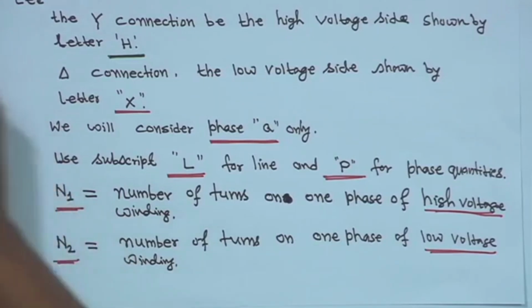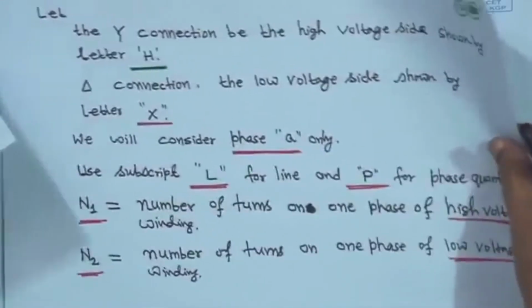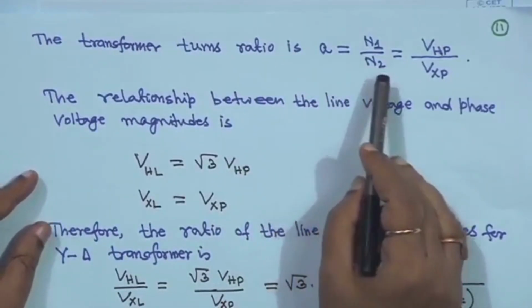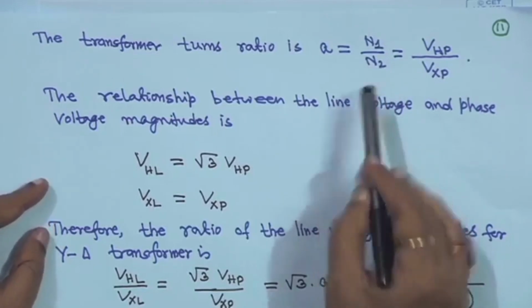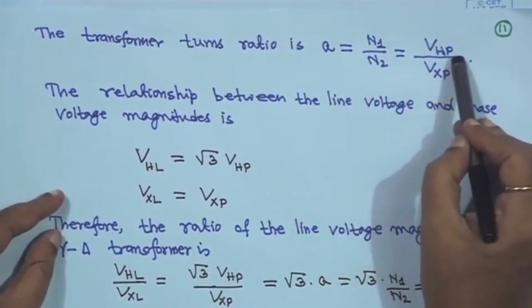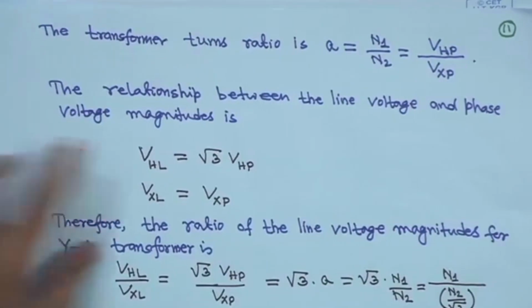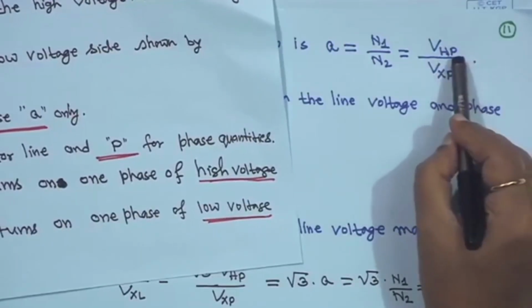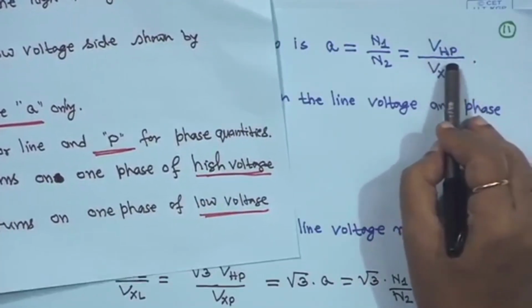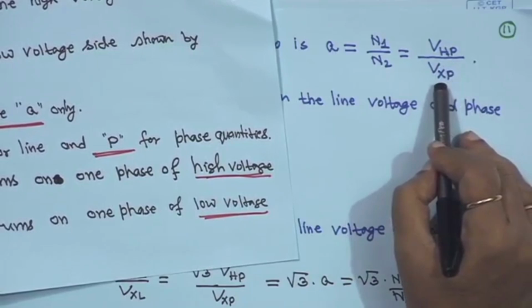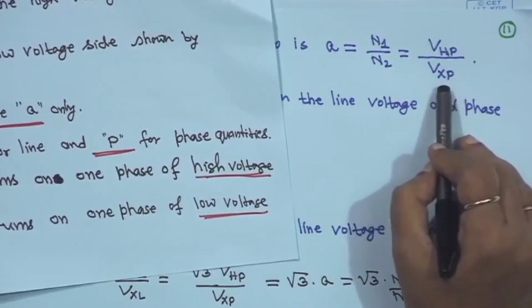Now, you have to understand a little bit here. The transformer turns ratio is a equals N1 upon N2, that is, high voltage side by low voltage side, which equals the high voltage side phase voltage by the low voltage side phase voltage. H stands for high voltage and P stands for phase. That means VHP means the high voltage side phase voltage, and X is the low voltage side, P is phase, so VXP means the low voltage side phase voltage.